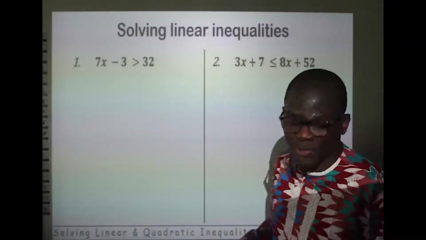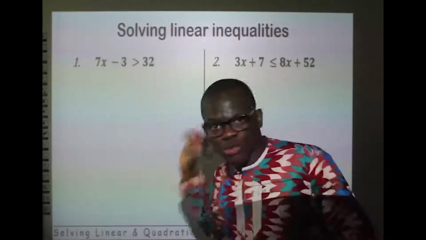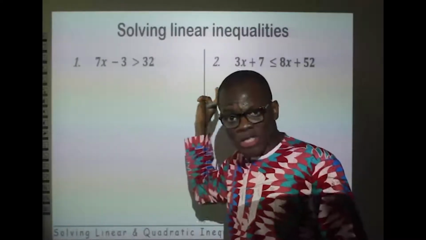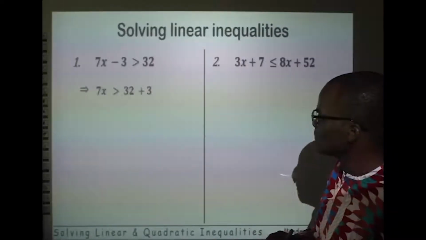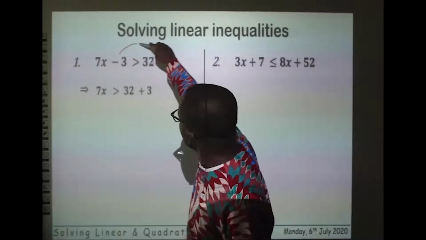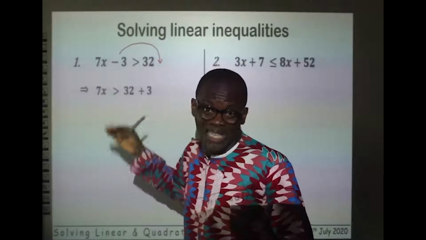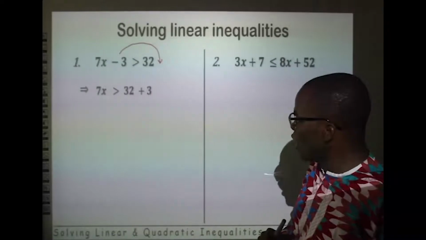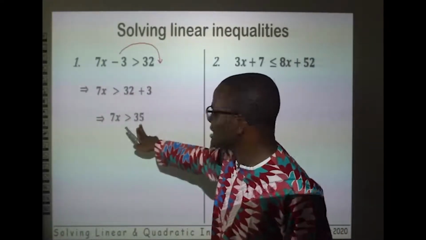How do you do that? You collect like terms. You keep the unknown on the left hand side and then move the constants to the right hand side, not forgetting that once you move from one side to another, the sign will change. So you have 7x is greater than 32. Now you move the minus 3 to the right hand side and that becomes plus 3. That's what you would normally do if you had an equal sign there. So 7x is greater than 32 plus 3, which gives you 35.